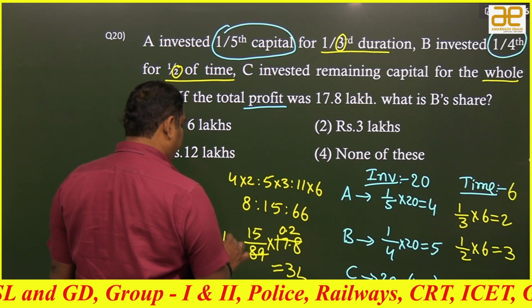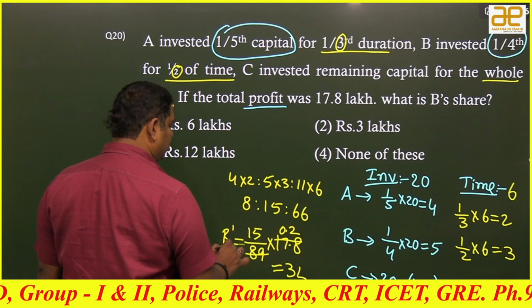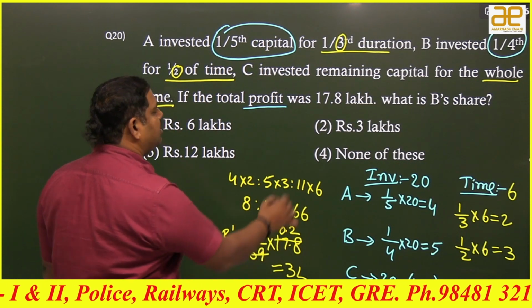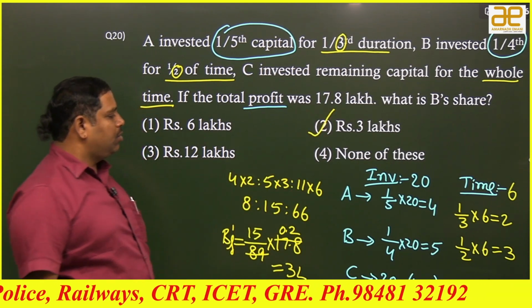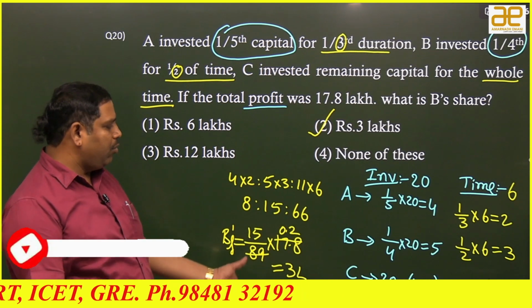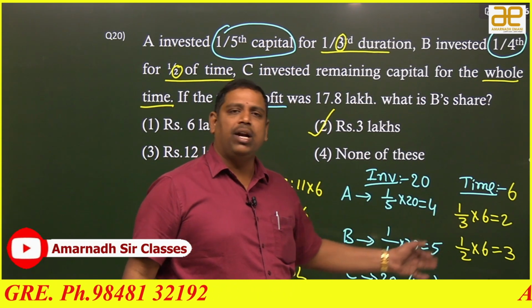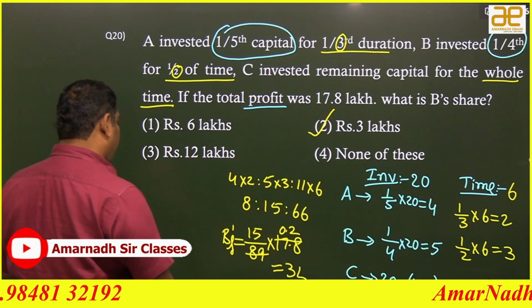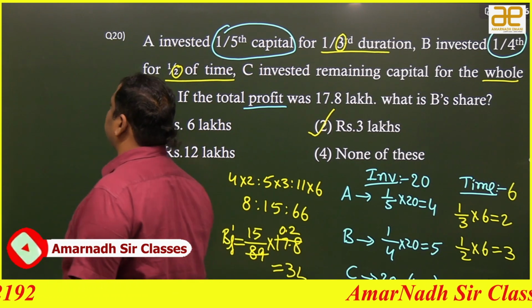What is the share of B? It is 3 lakhs. So which option is the answer? The second option is the answer. This is known as the processed food, meaning I have clearly made the food for you, right or wrong? Okay. Sir, I don't want any processed food, sir. I will go with the direct one.